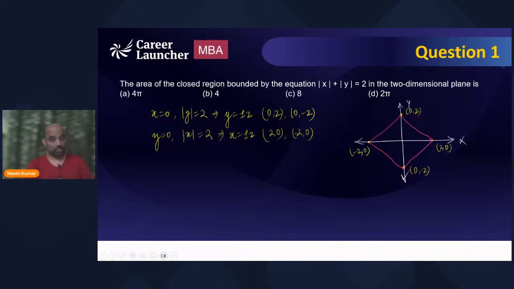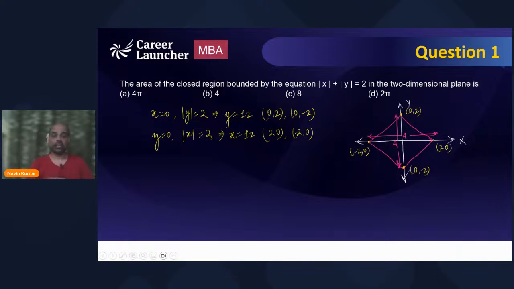Now, is this a rhombus or a special type of rhombus, which is called a square? Well, the difference between a rhombus and a square is that the diagonals of a rhombus may be of unequal length, while the diagonals of a square are always of equal length. So here you can see that the length of one of the diagonals of this rhombus is from 2 to minus 2, which is 4 units. And the other diagonal is from minus 2 to 2, which is also 4 units. Since the diagonals are of equal length, this is actually going to be a square.